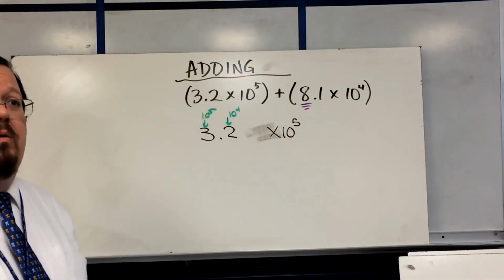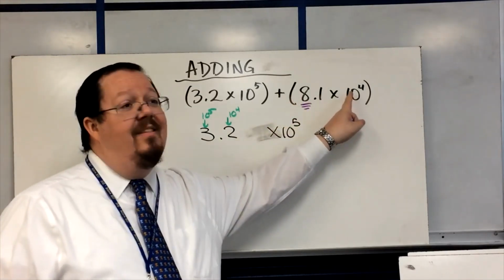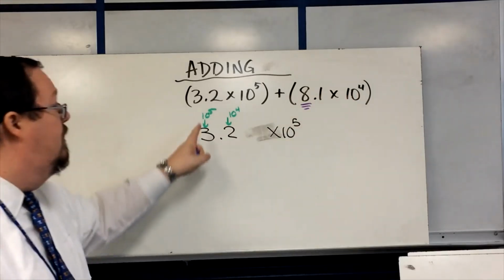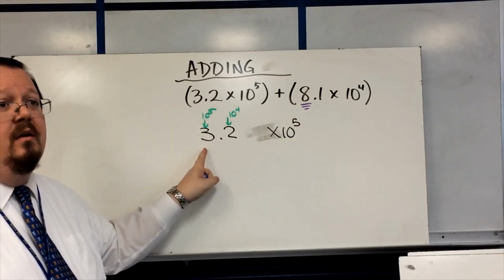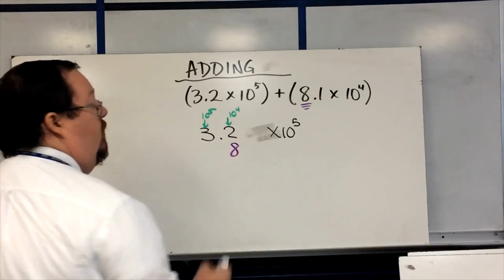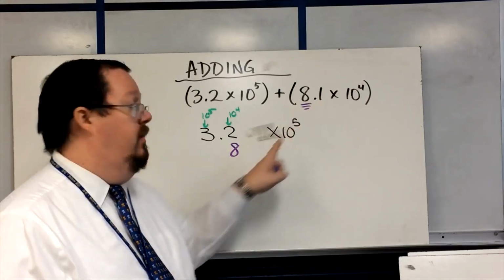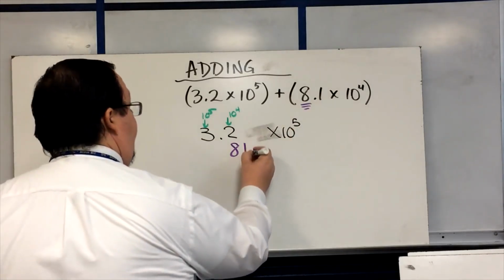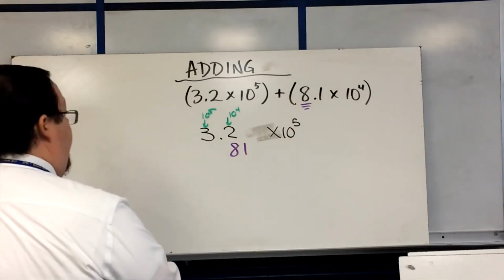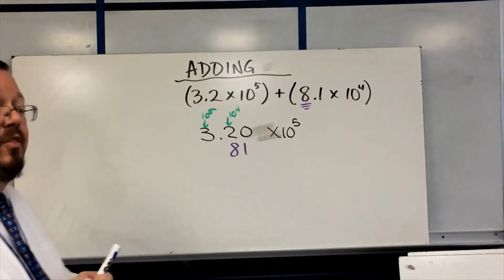Where does the 8 go? Is it in the 1's place? No. It's in the 10 to the 4's place. Does it go under the 3? No. It goes under the 2. Where does the 1 go? Next to the 8? Probably want a placeholder 0 in the 10 to the 3's place.